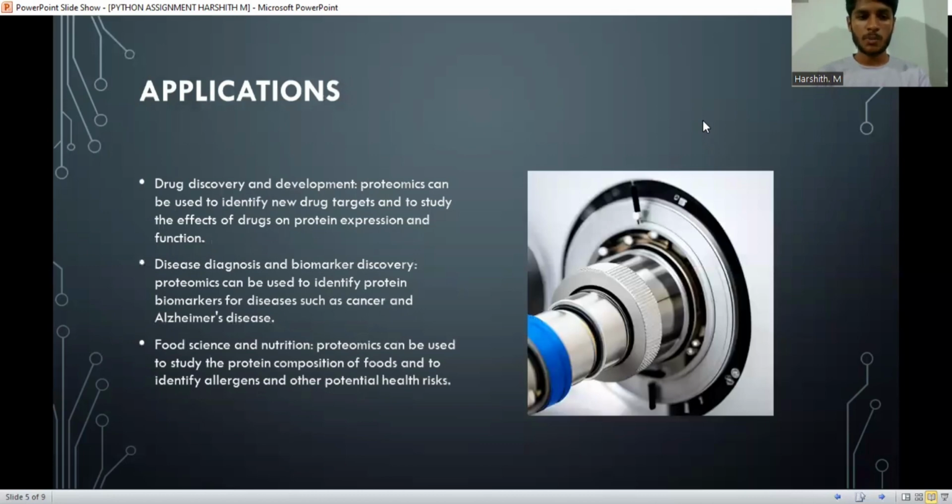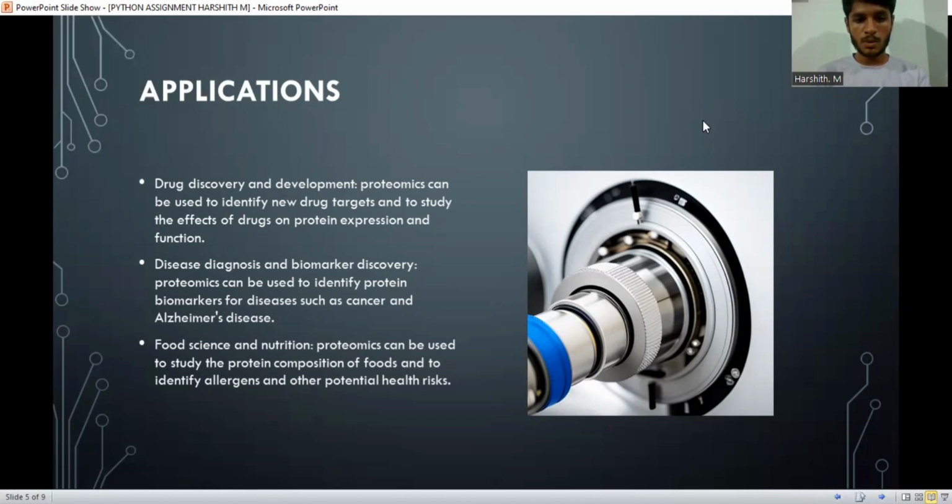The applications of proteomics: drug discovery and development, disease diagnosis and biomarker discovery, food science and nutrition. Firstly, drug discovery and development. Proteomics can be used to identify new drug targets and to study the effects of drugs on protein expression and function. Secondly, disease diagnosis and biomarker discovery.